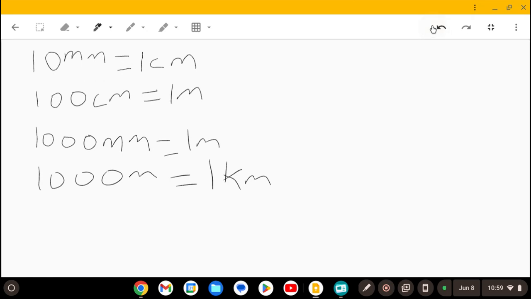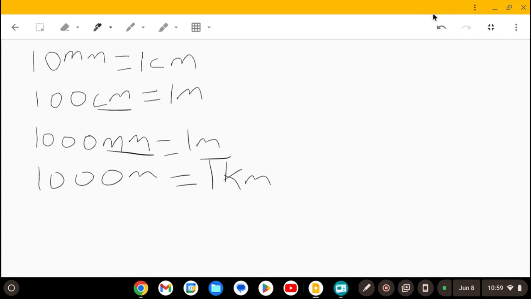Now let us compare centimeters to meters. Again, it takes a smaller unit to make a bigger unit. So it takes 100 centimeters to make a bigger unit, which is a meter. So it takes 100 of them, that means centimeters are smaller than meters. And same with millimeters to meters: it takes 1000 millimeters to make a meter, so millimeters are smaller than meters.